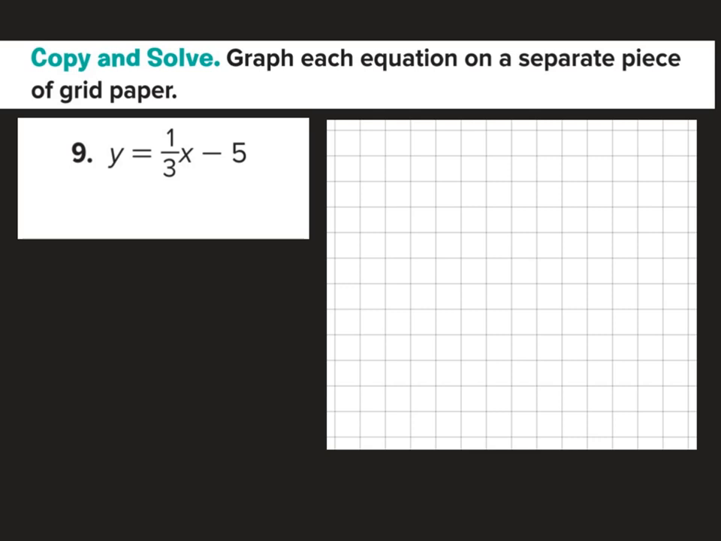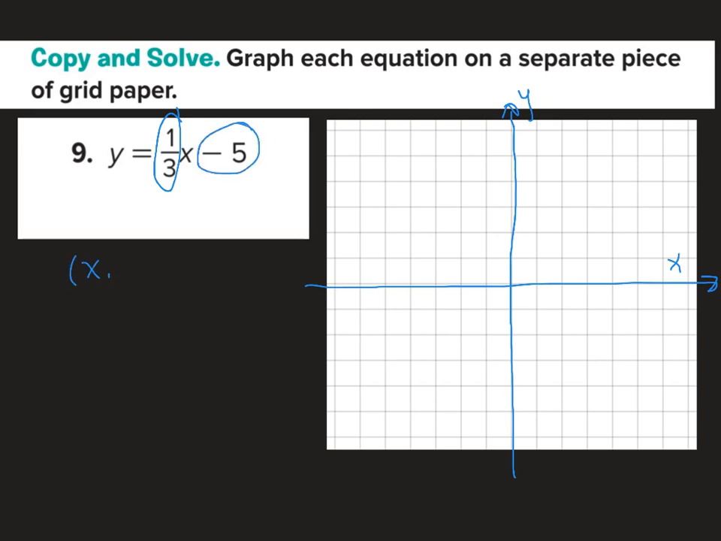All right, problem 9. We have to graph each equation on a separate sheet of grid paper. So I know some of you do not have grid paper at home, so I made this slideshow for you to write in the graphs. So I'm going to start off by labeling my y and x axis. And I just went down the middle and down the middle. The slope is 1/3 x and the y-intercept is negative 5.